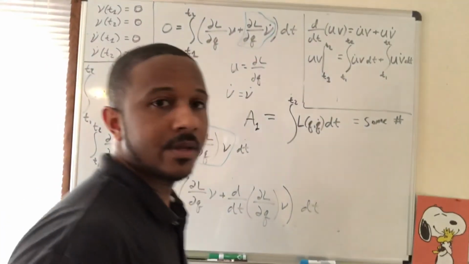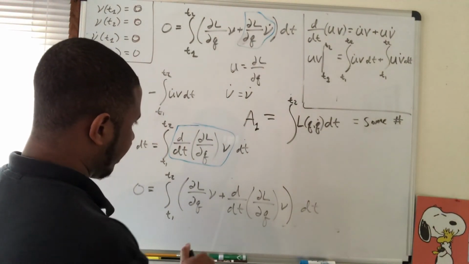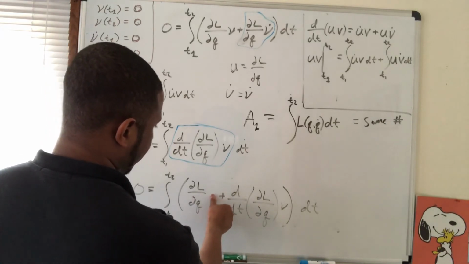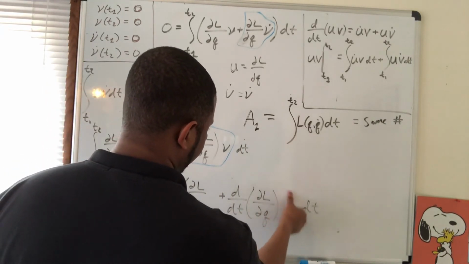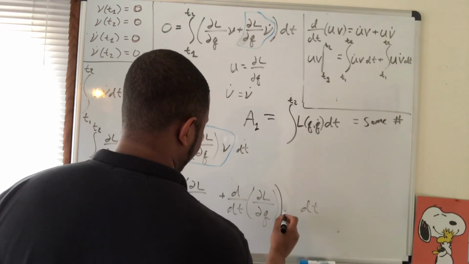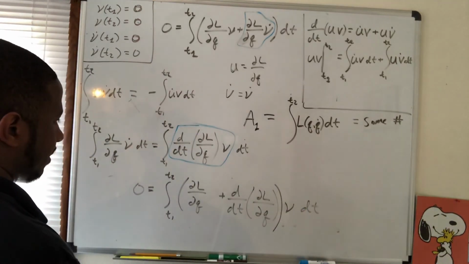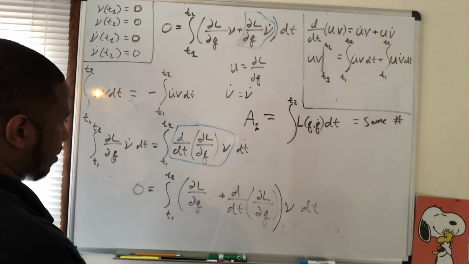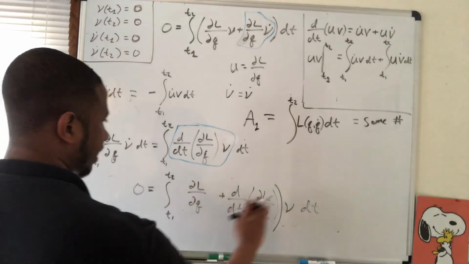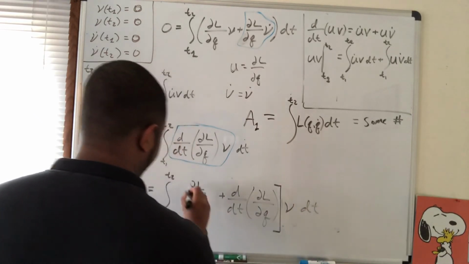Okay, so let's go ahead and just factor out this v. I'm not doing anything special here. I'm just taking out the v. And I'm just going to change how the brackets look, just to drive the point home that I'm trying to make.